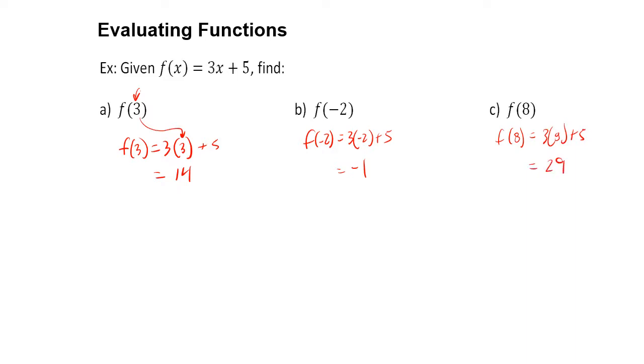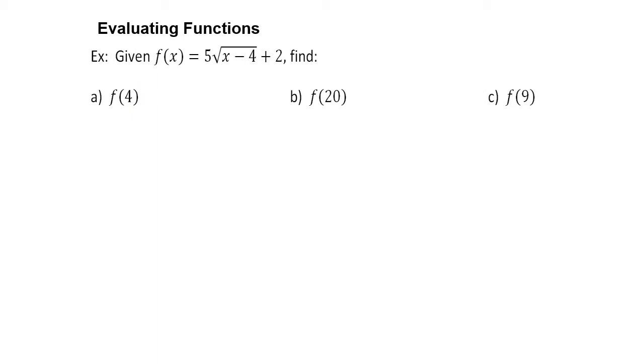Okay. Now what if we have something like this? Again, all we're going to be doing is plugging in different values for x. So f of 4. We've got 5, and you can pause the video and fast forward it to not hear my annoying voice. So 5 times the square root of 0, which is 0, plus 2, so this is just 2.